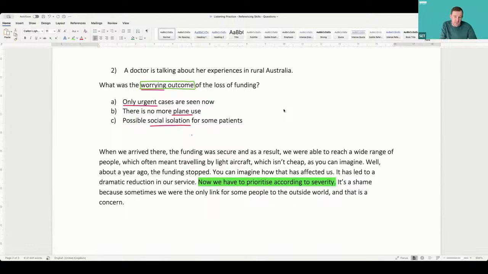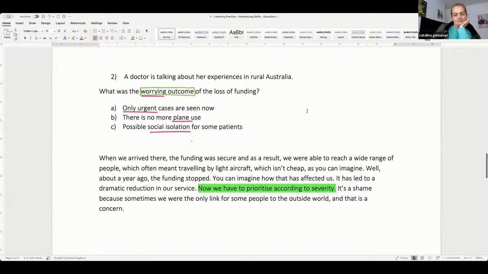Where is there some referencing? The concern is a concern, and that is a concern. That links us to the answer. What was the worrying outcome of it? She's not worried about prioritizing according to severity.